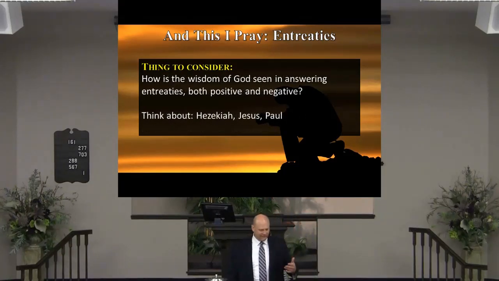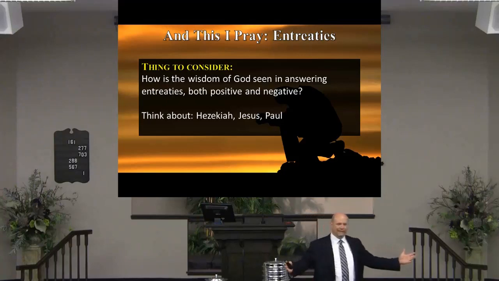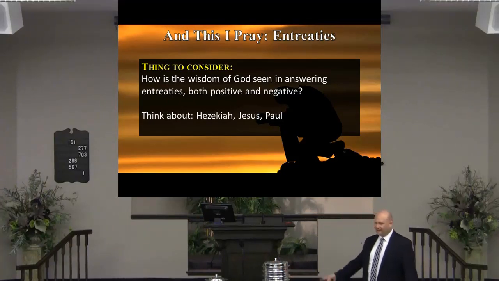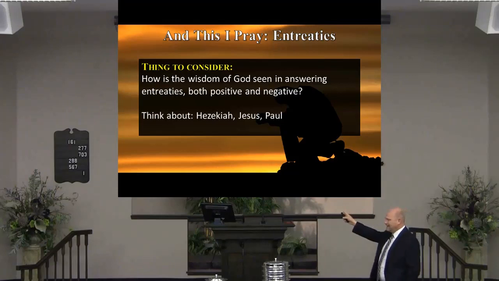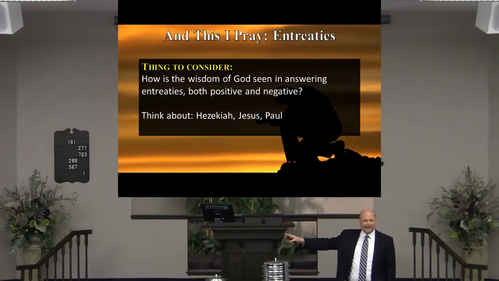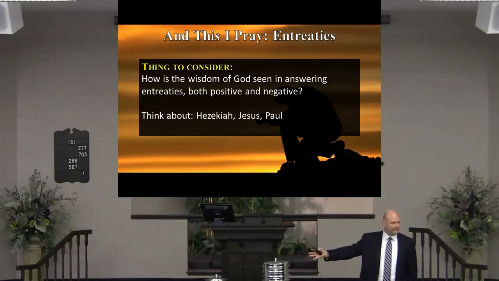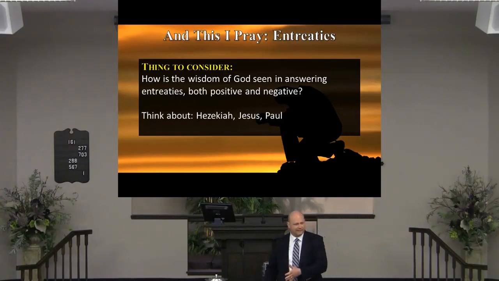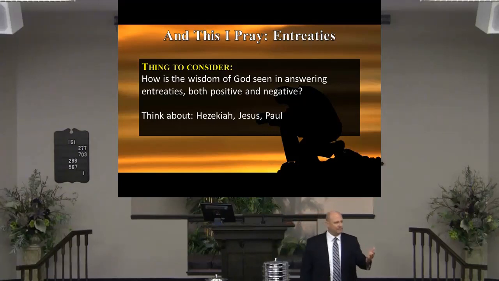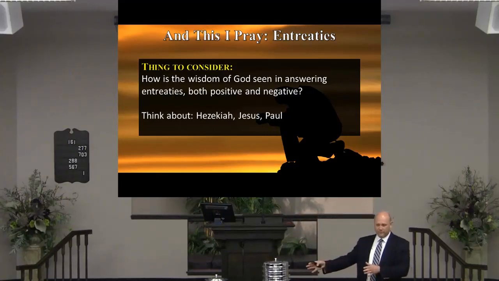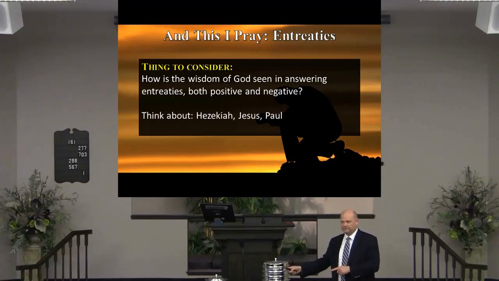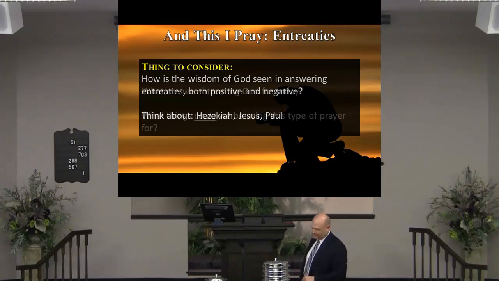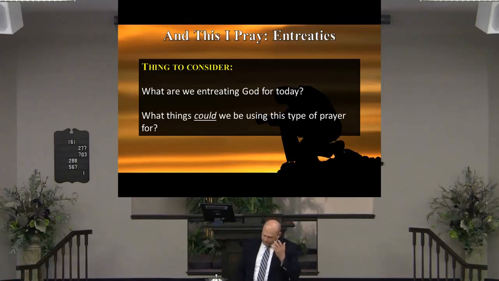So think about how the wisdom of God is seen in answering these things, both positive and negative. We can't see the future, but God can. I've got a couple of examples. Hezekiah entreated the Lord because he didn't want to die, and God granted that request, didn't He? He gave him 15 more years to live. God had a reason. God had a purpose. There were things He wanted to accomplish in the kingdom. Jesus and Paul asked for something, and we might say the answer was no, because that was what God's will was, and that had a purpose. That had something that had to be accomplished as well. So just think about that.